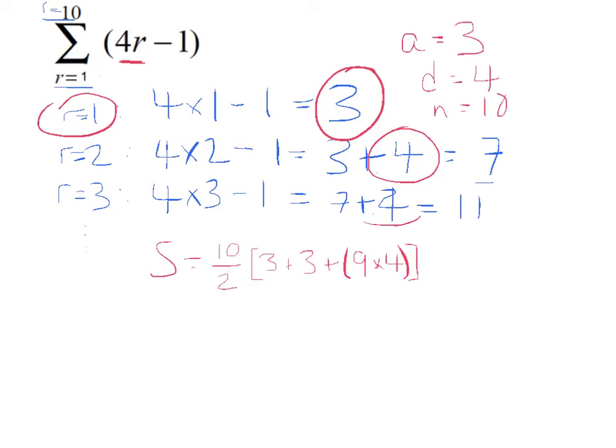Here's the formula for the sum with everything substituted in. Now this will simplify to 5, and this in the brackets will be 6 plus 36, so we've got 5 times 42, which is 210. Great.